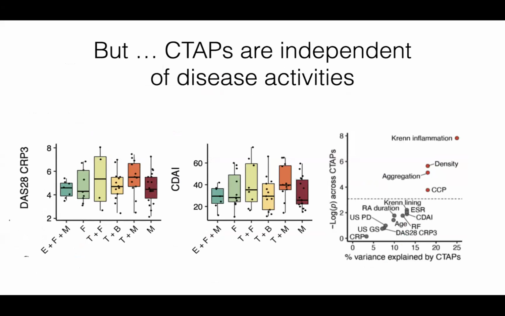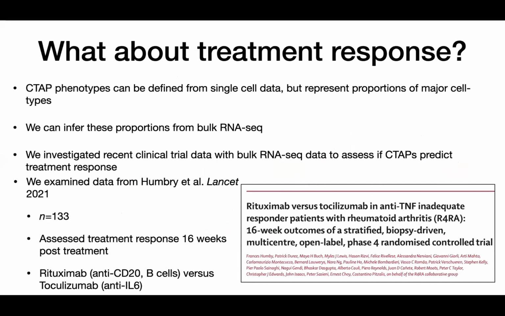But super interestingly, if you look at these other two metrics, DAS28 or CDAI, which are metrics of how active a patient's disease is, you can see that this is not different. So there are patients with active joint disease, patients that are going to need therapy, regardless of what group you're in. It's not simply that we're finding people who are very active and people who are inactive.